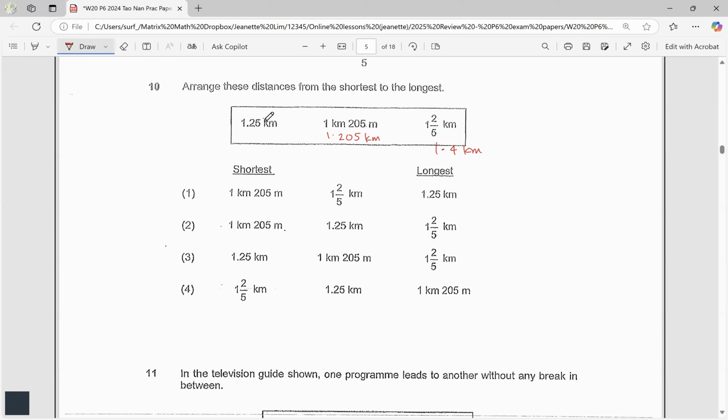Okay, so which one is the shortest? This is 1.25 versus 1.205, right? If you look at the second decimal place, this is a 5, this is a 0. So this one will be shorter. So this is the shortest. And this will be the longest because it's 1.4. Okay, so from the shortest, you have either option 1 or 2, and then the longest has to be 1 and 2/5. So option 2. Okay, so the shortest, longest.